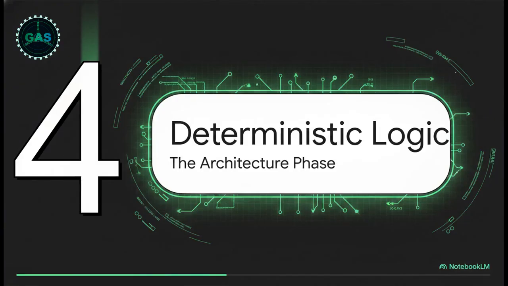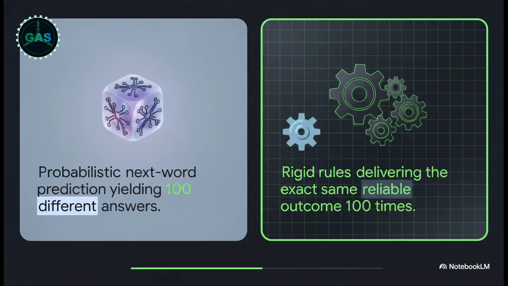That brings us to Section 4, Enforcing Deterministic Business Logic. Welcome to the architecture phase. So the crucial point is, once the AI actually knows what to build and has the tools to do it, we hit what is arguably the biggest hurdle in AI software development. Large language models are, by nature, probabilistic. They are highly creative next-word prediction engines, meaning if you ask them the exact same question 100 times, you're probably going to get 100 different answers.